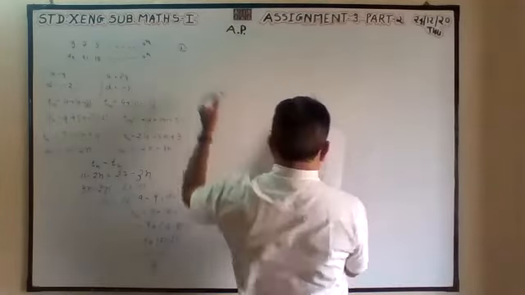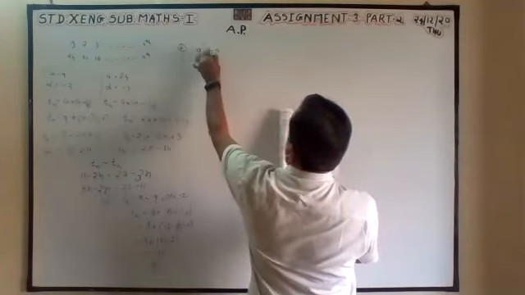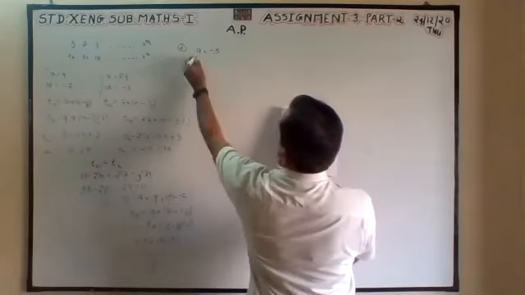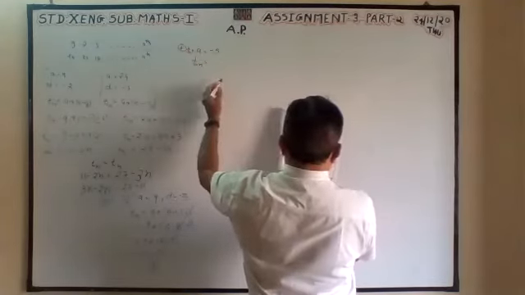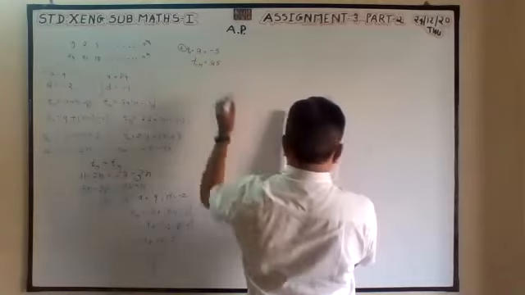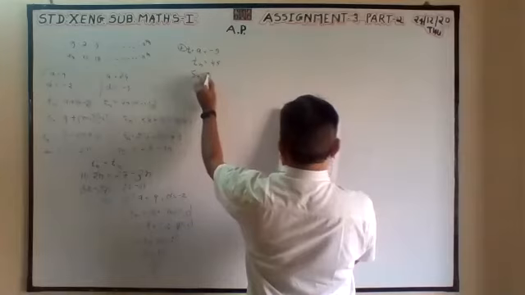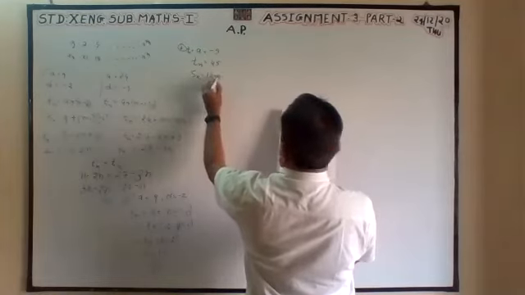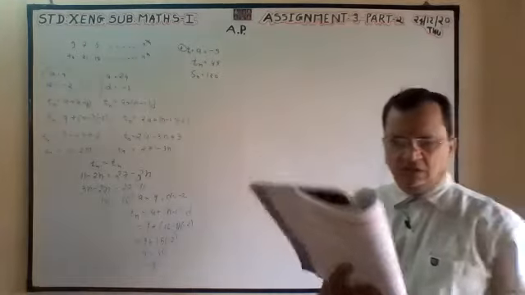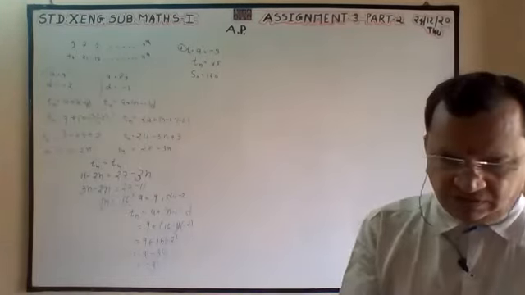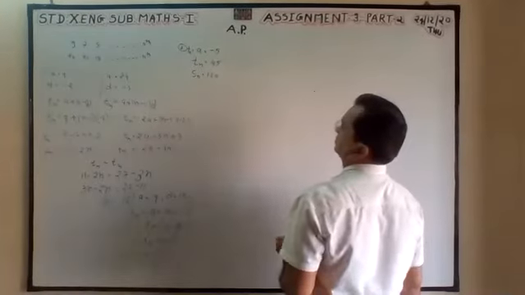Next, number 7. The first term is minus 5, and the last term is 45. The sum is equal to 120. How many terms? How much is the common difference?